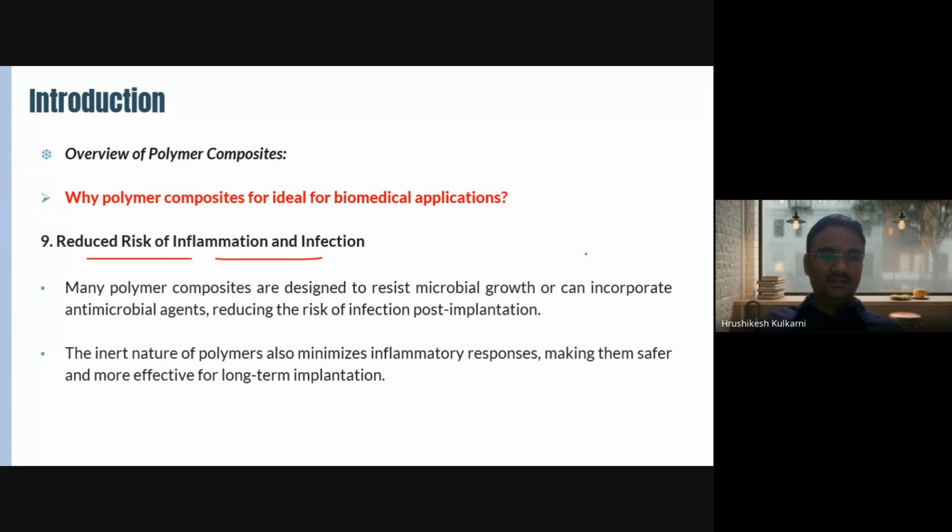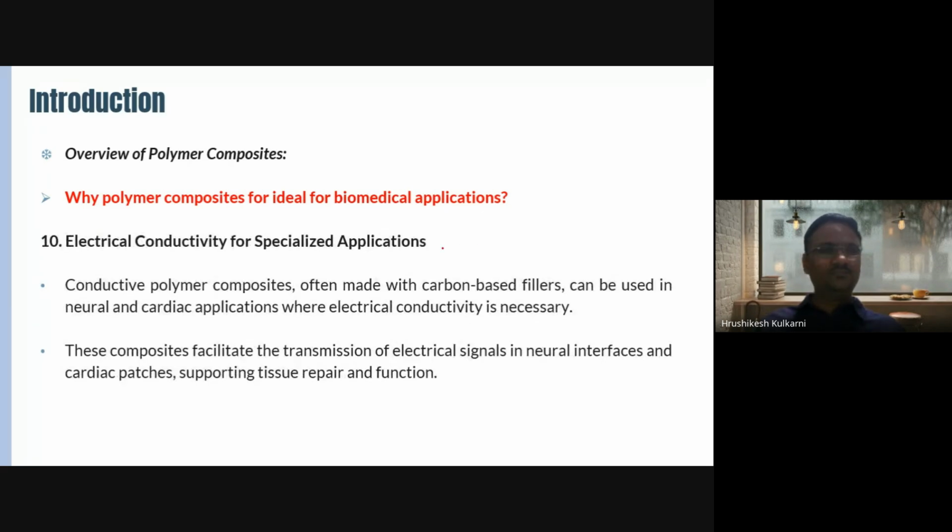It is found that in many surgeries and during operations, there is inflammation inside the patient, or an infection happens inside the patient's body after the operation, and that creates long-life side effects on the patient's body. But here, while using polymer composites, there is a reduced risk of inflammation and reaction.